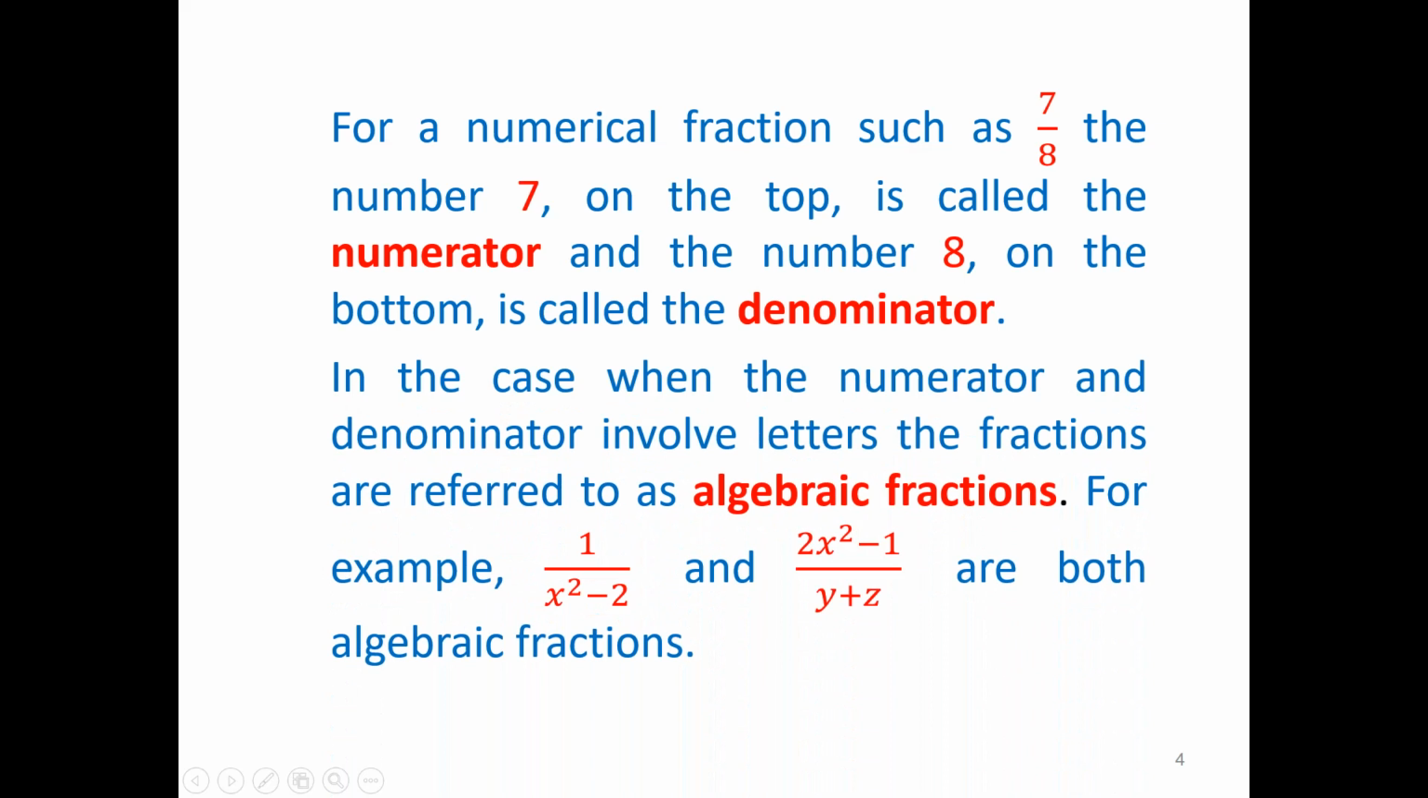Sometimes the numerator or the denominator or both involve letters or symbols. In this case, the fraction is called an algebraic fraction. For example, 1 divided by x squared minus 2. The numerator is a number, and the denominator involves both a numerical value, minus 2, and x squared, letters. So this kind of fraction is called an algebraic fraction.